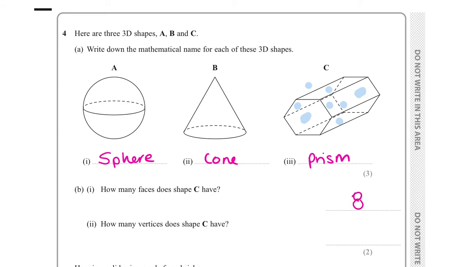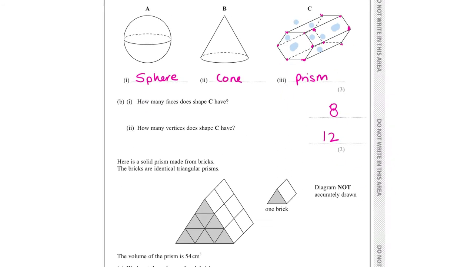How many vertices does shape C have? So these are the corners. 1, 2, 3, 4, 5, 6, 7, 8, 9, 10, 11, 12. Okay, and we can do that by just writing, working it all out.